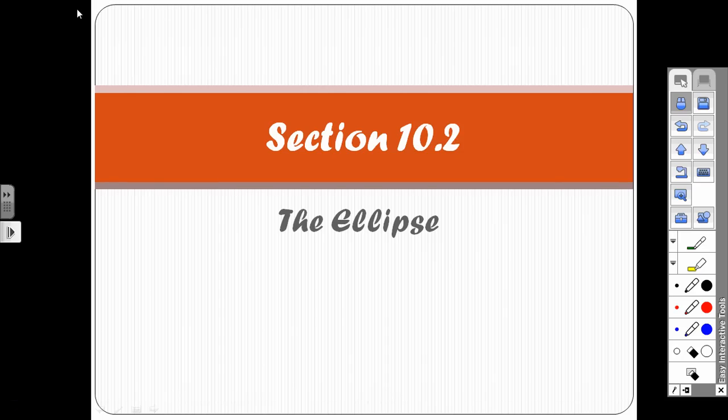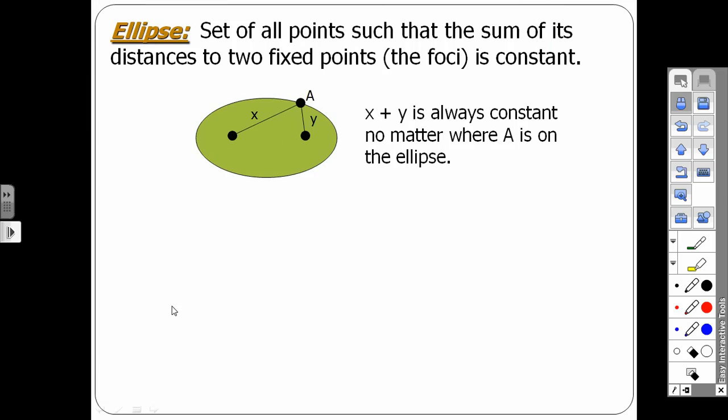So section 2 of our conics is going to be talking about the ellipse. We can look at the definition of an ellipse as the set of all points such that the sum of its distances to two fixed points, which we call the foci, is constant. So what that means is any point you pick on this ellipse as you're going around, if you were to connect to each of the foci and add those two distances together, it's always going to be the same. And we saw that demonstrated in class with the string on the board, if you recall.